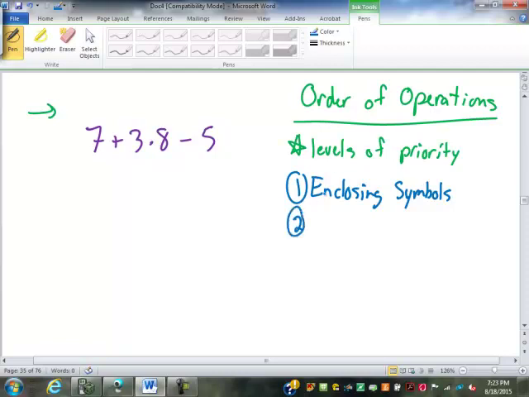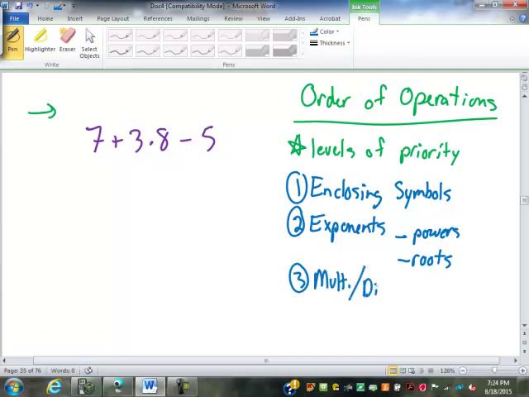Second is exponents. There are two types of exponents. We can have powers and we can have roots. Third level of priority is multiplication and division. And then our final level of priority is addition and subtraction.